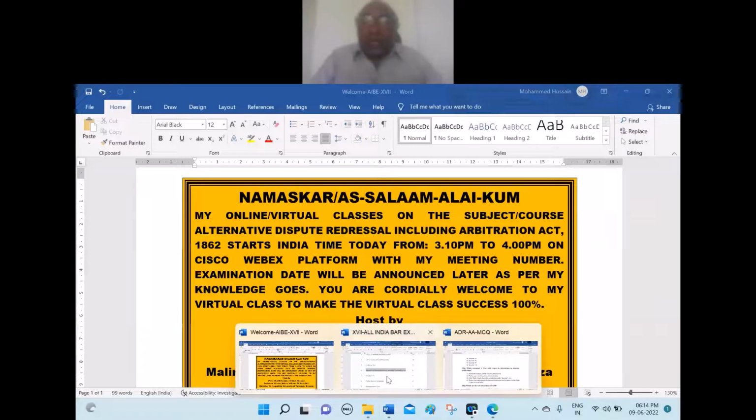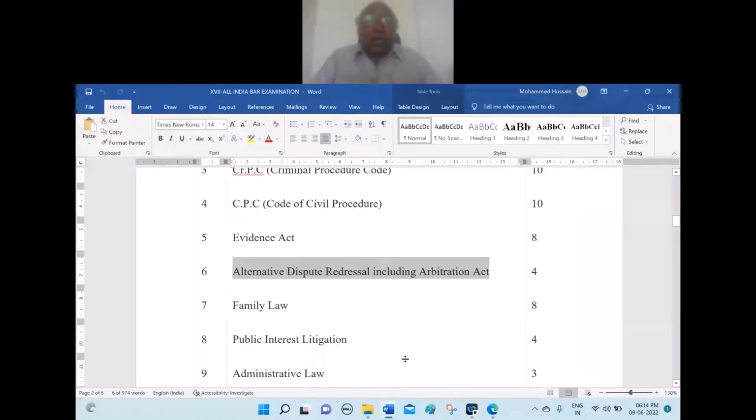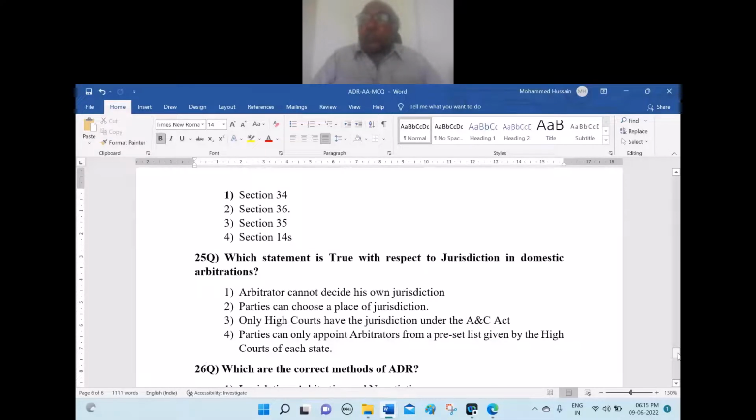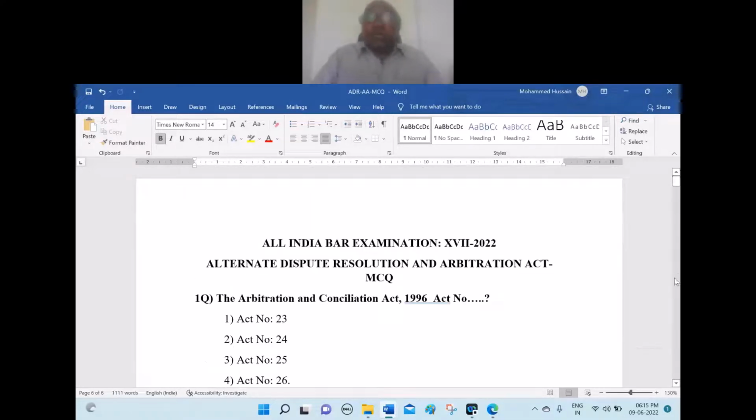Okay, without wasting time, let us come to our point of study. This is the syllabus, and today, the 6th day, we are dealing with alternative dispute redressal, including the Arbitration Act. Tomorrow we are going to deal with family law. Now let us come to the first question. All India Bar Examination, 17th cohort, 2022, Alternative Dispute Resolution and Arbitration Act, MCQ, that is, multiple choice questions. Number one, first question, be ready.